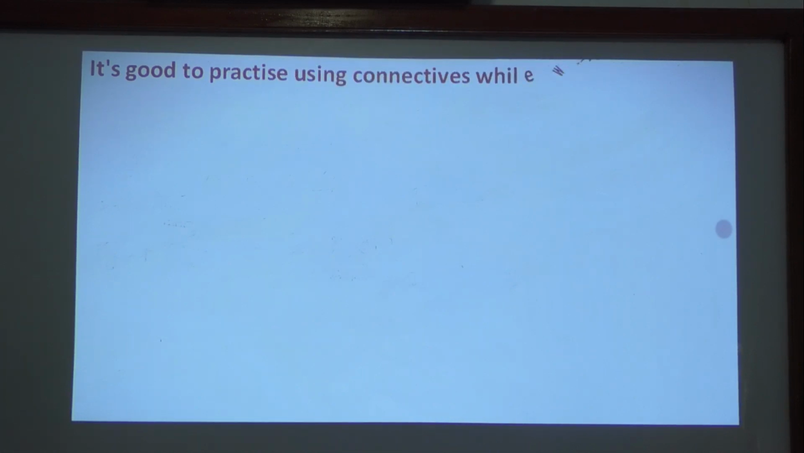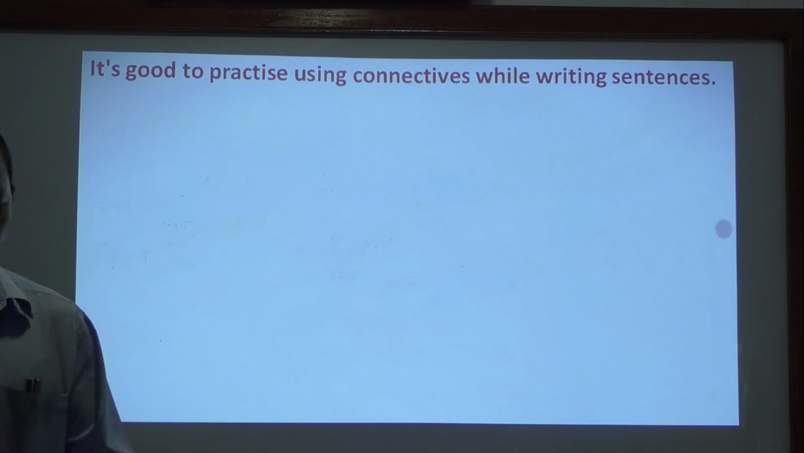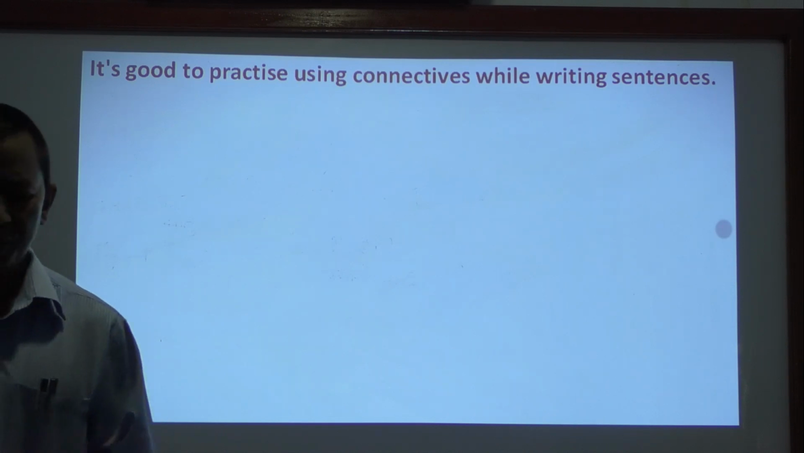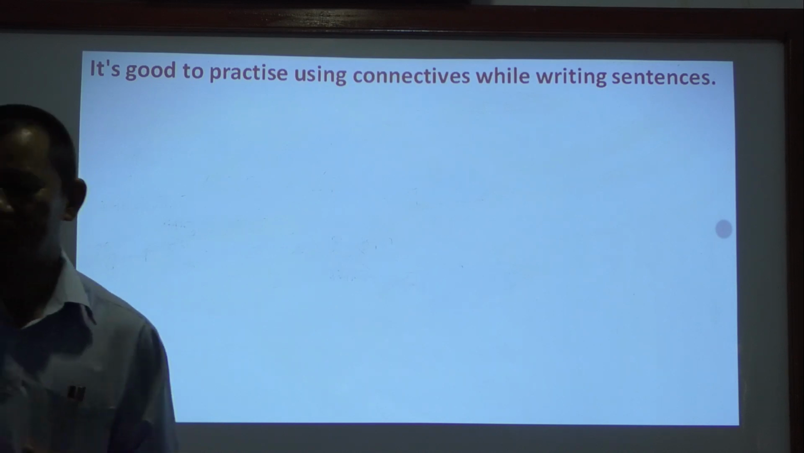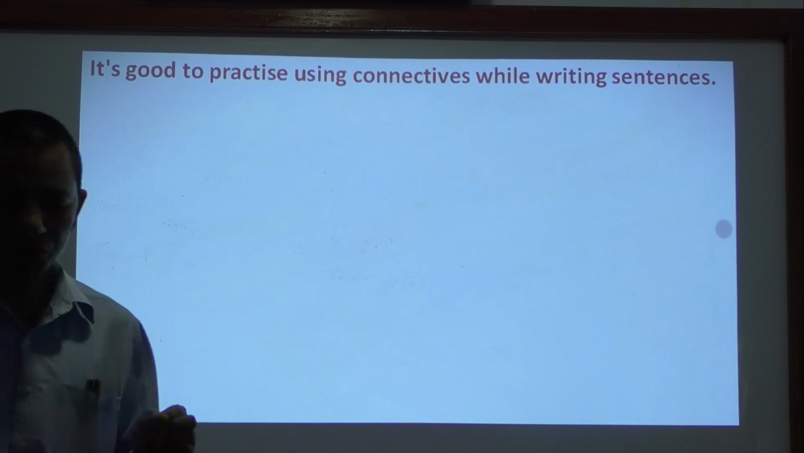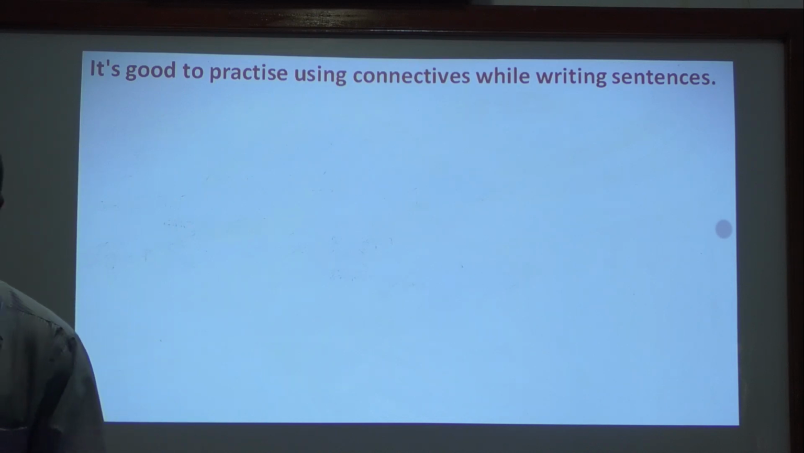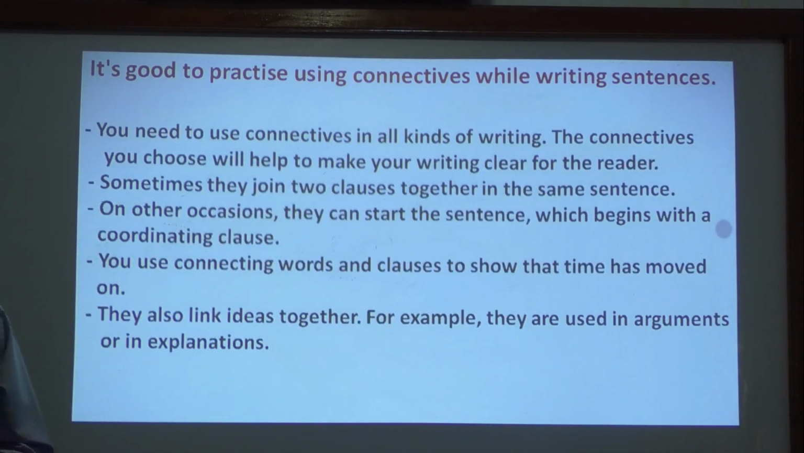Now let me give you some tips. It's good to practice using connectives while writing sentences. Proper use of connectives makes your writing very attractive and it sounds good too. So what are its uses and how do they make our writing good or attractive? You need to use connectives in all kinds of writing. Why? Because the connectives you choose will help to make your writing clear for the reader.